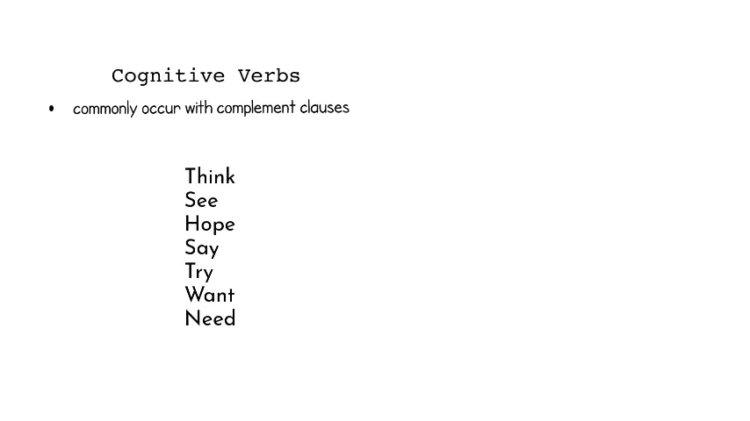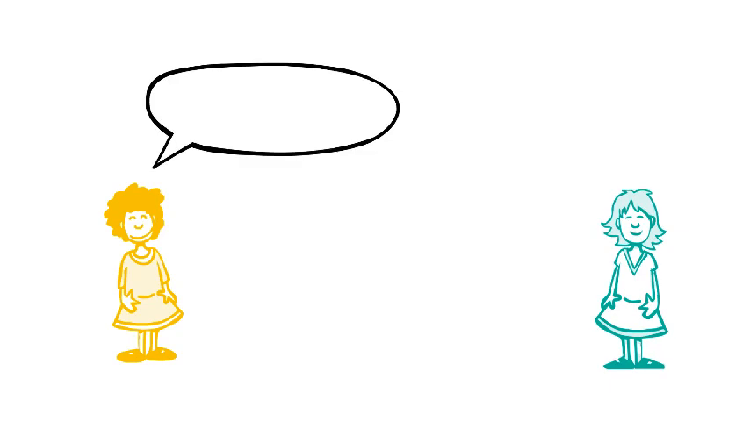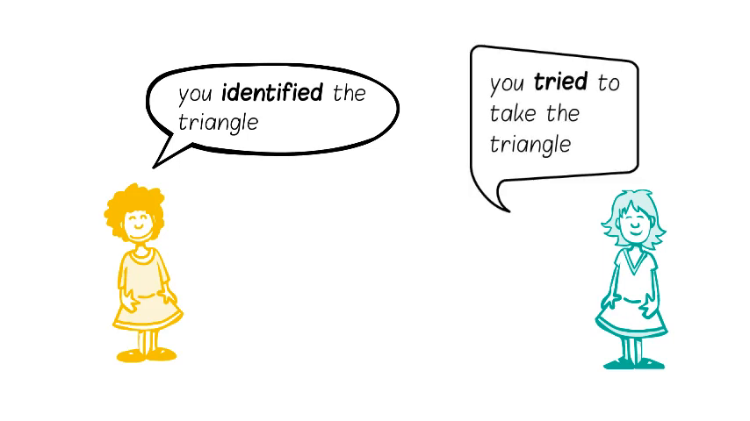Other verbs are more likely to occur in simple sentences, such as action verbs. These are verbs that reflect physical actions. For example, identify, measure, and write. Let's consider a couple examples. In this first sentence, we have the verb identified, which is an action verb. We find that it is often found in simple syntactic frames such as this one, which contains a single clause. In the sentence, you tried to take the triangle, we have a cognitive verb, try, with a complement clause, giving us a complex syntactic form.